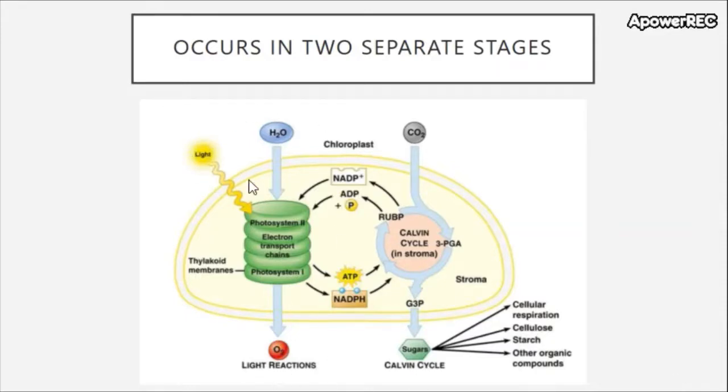In the first stage, we use light and water, and we produce our oxygen. In the second stage, CO2 is consumed, ATP and NADPH is consumed from photosynthesis, and NADP plus and ADP are generated from it. All right, and one last note is that these occur in 2 different parts of the cell.